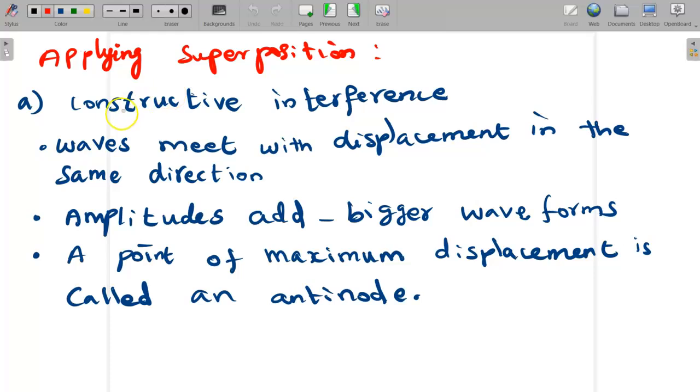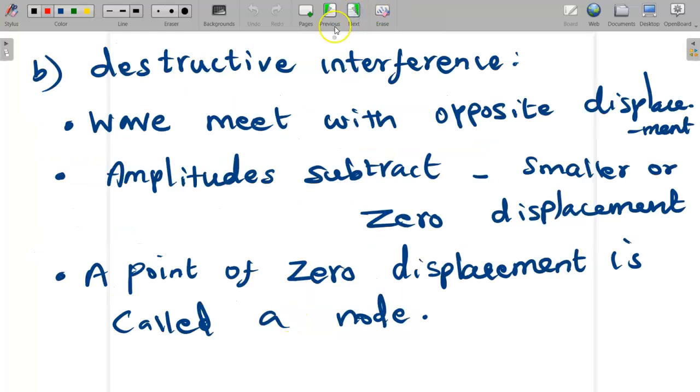Applying superposition, where constructive interference is when waves meet with displacement in the same direction. Amplitudes add, giving bigger waveforms. A point of maximum displacement is called an antinode. Destructive interference is when waves meet with opposite displacement. Amplitudes subtract, giving smaller or zero displacement.